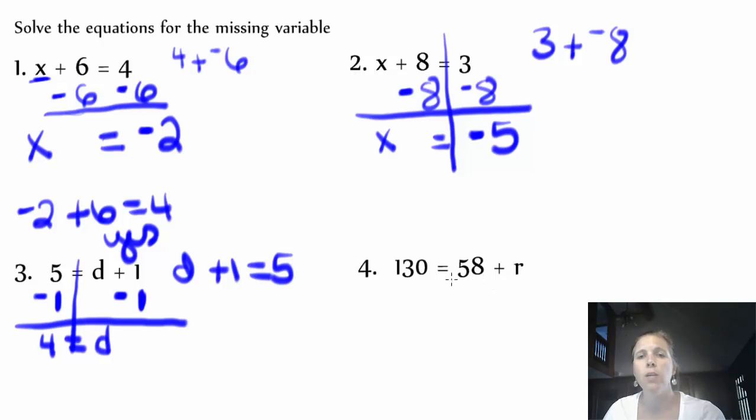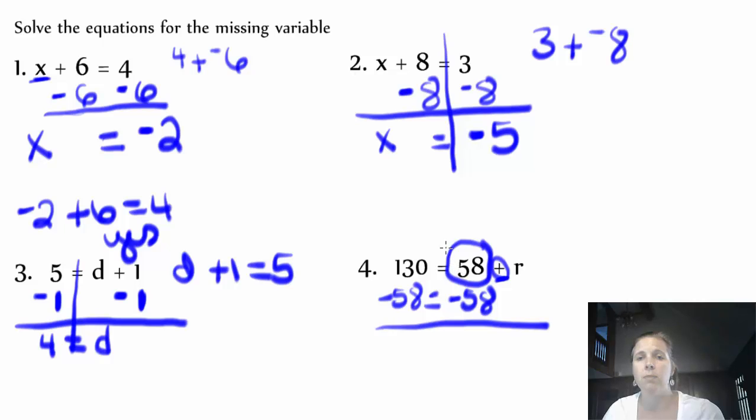As we come over here, this one is a little different because the variable isn't first. So when you look at this, it doesn't really matter what this says in front of the R. It matters what's in front of the 58. Is the 58 positive or negative? It's positive, so we're going to do the opposite. Remember, you want to get rid of that. If this is a minus right here, that's a totally different problem we'll deal with later. Minus 58.